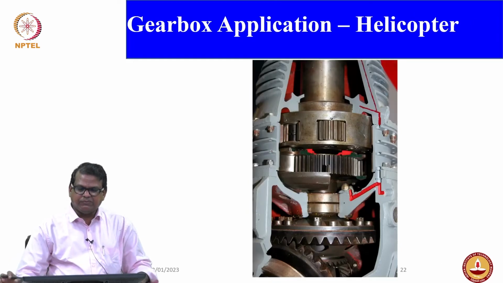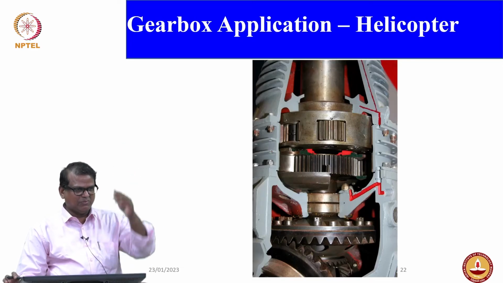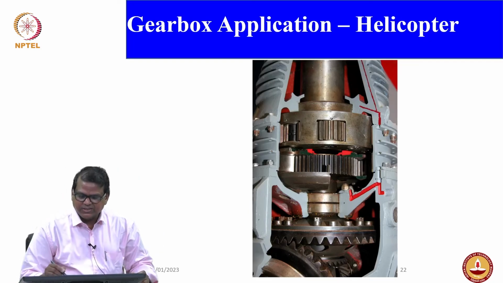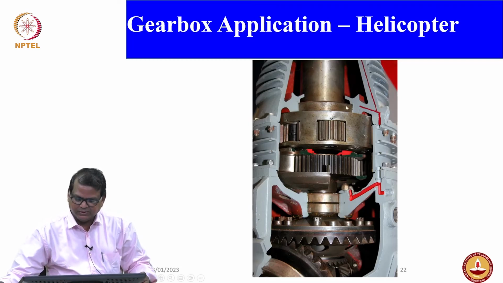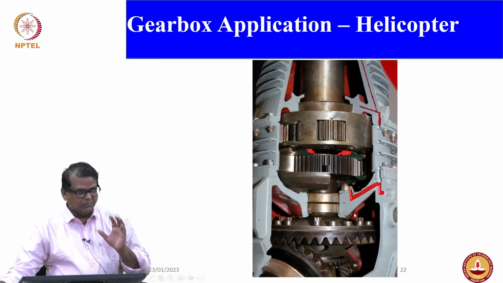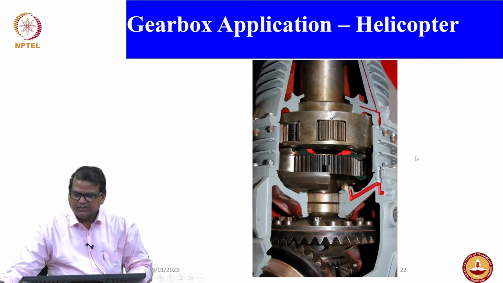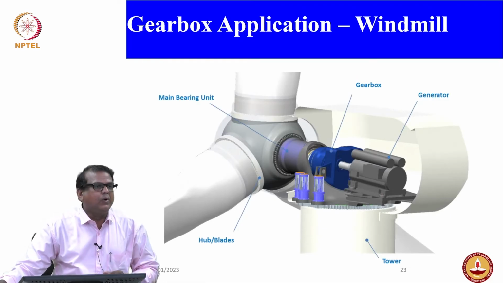And you can see this is for a helicopter. Again, you have the rotor. Remember rotor, that's a very important thing for the helicopter aspect. This is actually a planetary gear setup, which can give you a high speed ratio reduction, right. This is the one, and another important thing is the windmill.